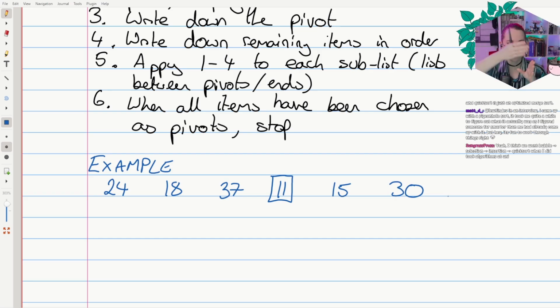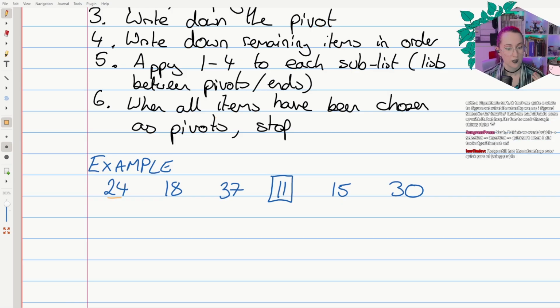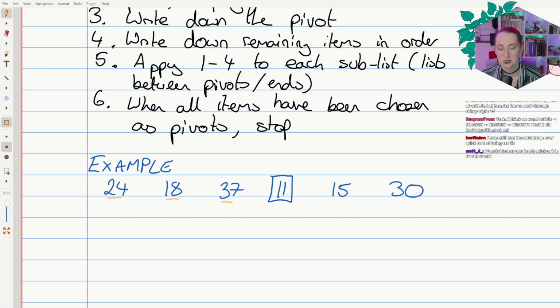So now we check through the list. We compare 11 with 24 first. 11 is smaller, so ignore it. Compare it with 18. 11 is smaller, so ignore it. 37, we're looking for the values that are smaller than 11, of which there are none. Cool. So we have done step 2. We have written down all of the values that are smaller than 11. Done.